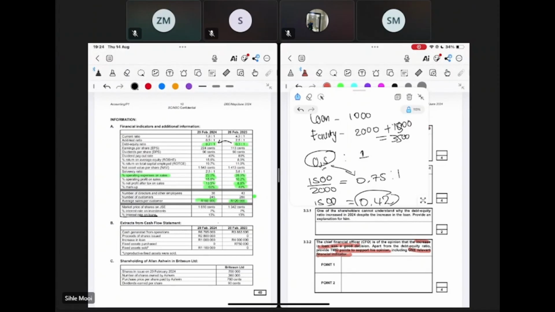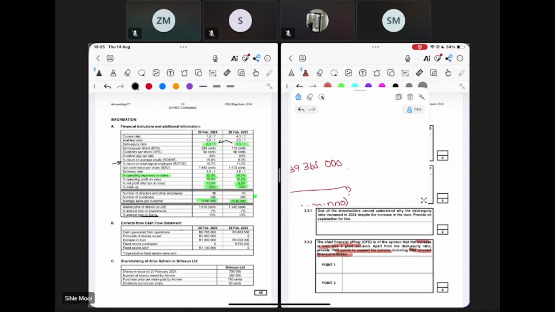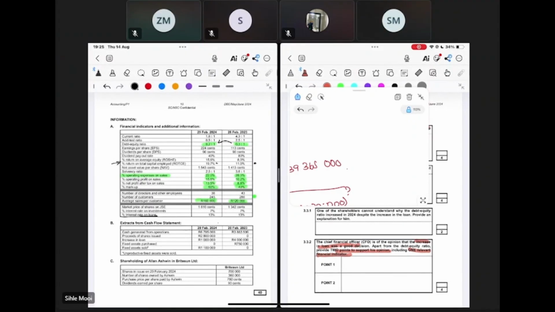Okay, if we look here at ROCE, so ROCE is similar to what ROE is. It's just that at the bottom you have total capital employed, which is both your share equity and your loans, and returns at the top. So it went from 11% to 19.7%. It has increased, or it has improved.